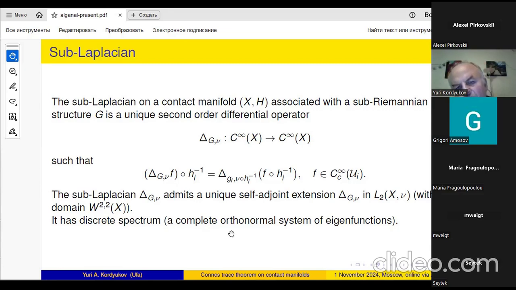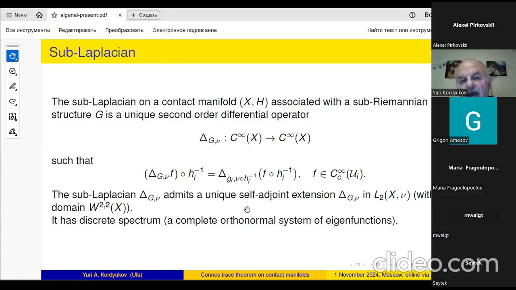So for these two properties, it is very important that we have this hypoellipticity. So we don't have ellipticity, but hypoellipticity allows us to show these important properties of the operator. So again, we have a hypoelliptic differential operator with discrete spectrum.